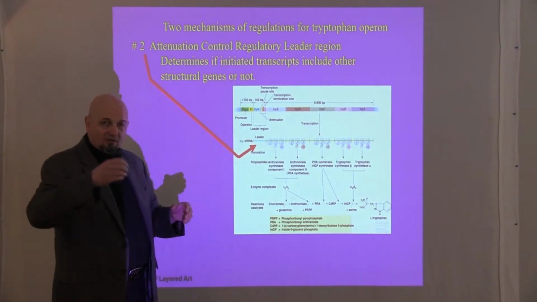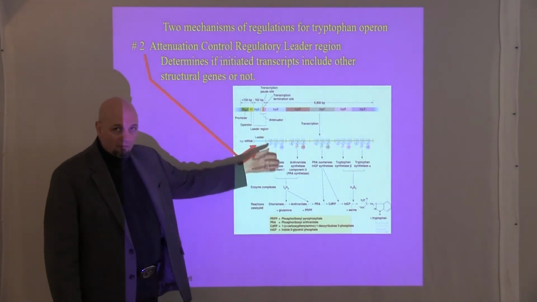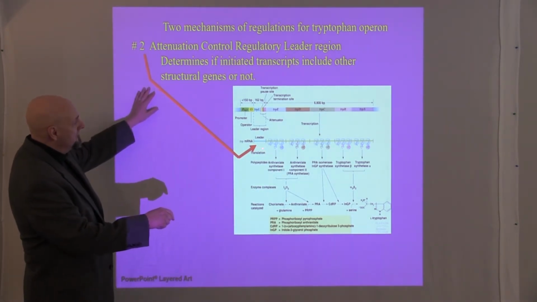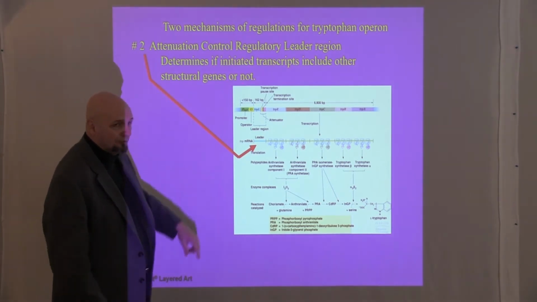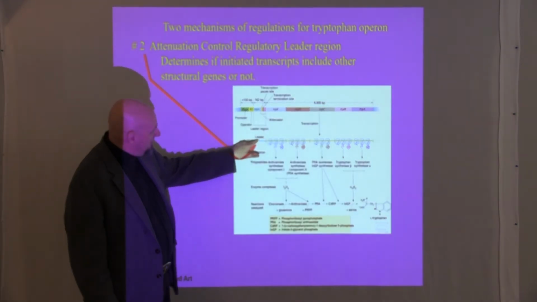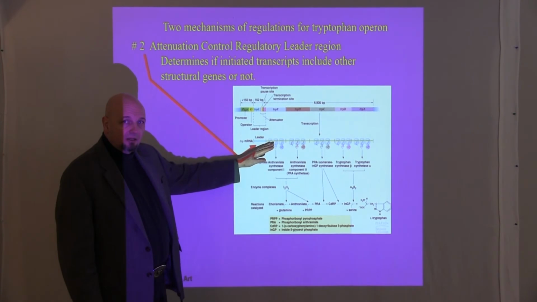It doesn't have to go outside of a nuclear envelope. There is no nuclear envelope. You literally can have the ribosomes binding to this thing and taken off. So attenuation control involves this leader, which determines if initiated transcripts include other structural genes or not. If there's too much tryptophan, then this will block these other genes from being activated.